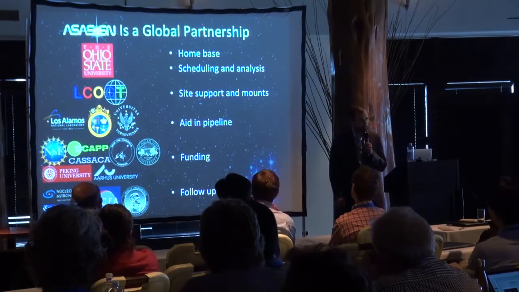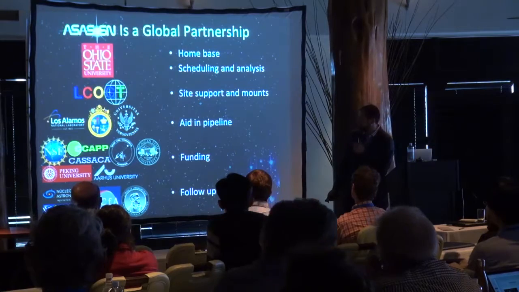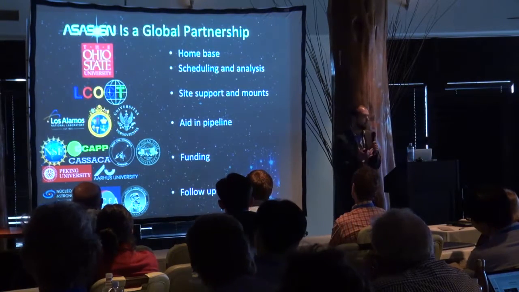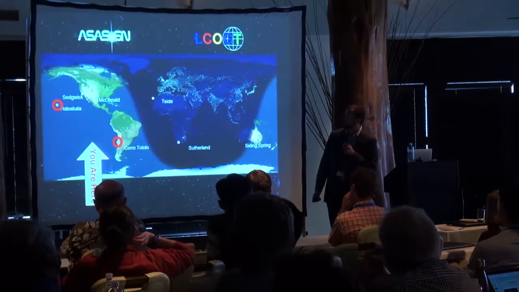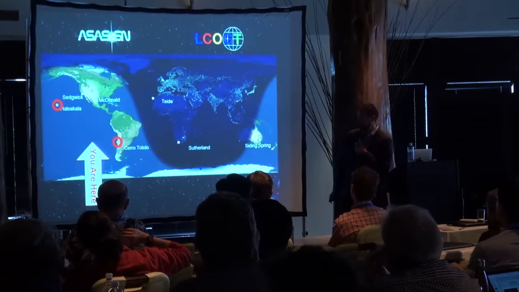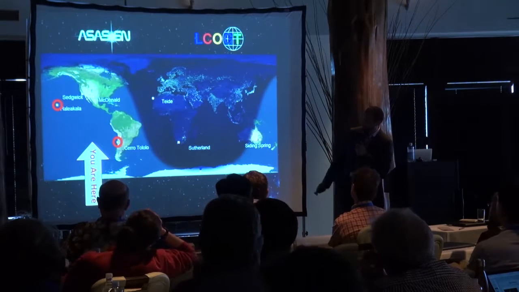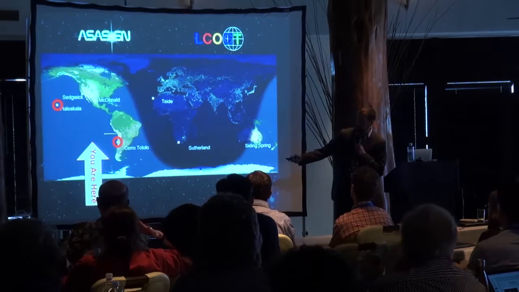And the other major component of ASAS-SN is LCOGT, the Las Cumbres Observatory Global Telescope Network. And they provide us our site support. So LCOGT is a global network of 0.4, 1, and 2 meter class telescopes distributed around the world. The two sites which are important for ASAS-SN are Haleakala, Hawaii, and Cerro Tololo, Chile.